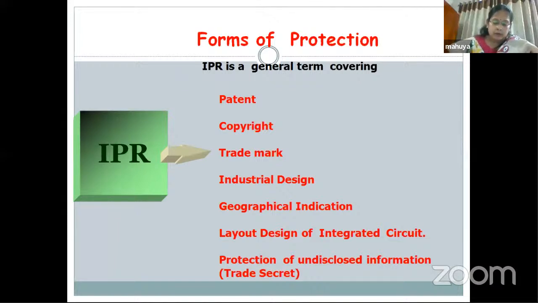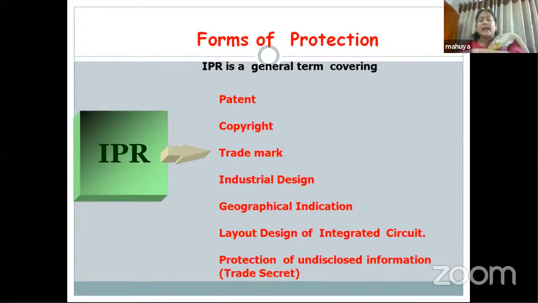So, what are the forms of protection? IPR is a general term covering patent, copyright, trademark, industrial design, geographical indications, layout design of integrated circuits, protection of undisclosed information. So I'm trying to cover in a nutshell all of these.